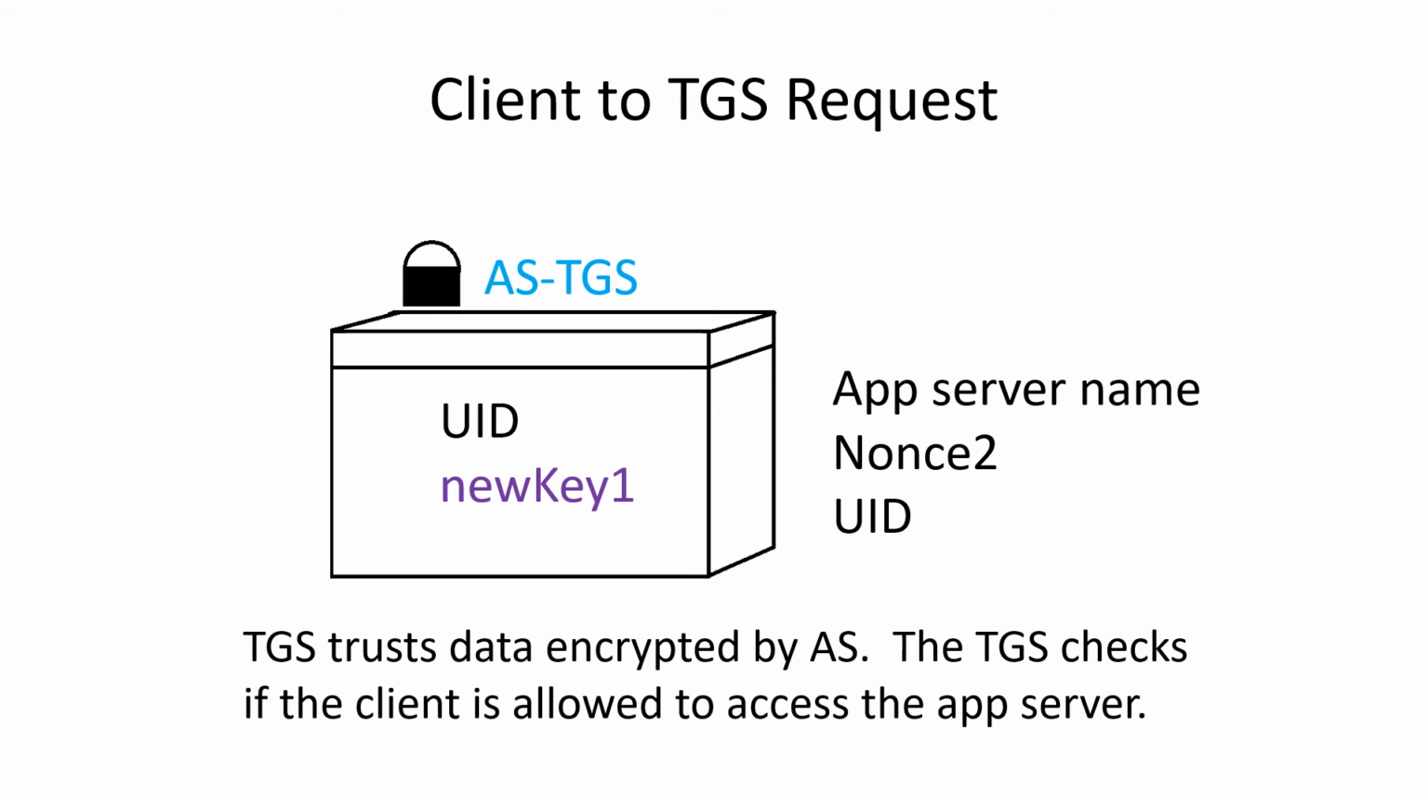Yes, the next step is that the client will send that encrypted message that it got from the authentication server that it cannot decrypt, the one that's encrypted with the authentication server key that it shares with the ticket granting server, and sends that off to the ticket granting server, along with the name of the application server it would like to access, a second nonce, and its user ID. The user ID that it sends in plain text and the user ID that is encrypted with the key between the authentication server and the ticket granting server have to be the same. So it sends that to the ticket granting server.